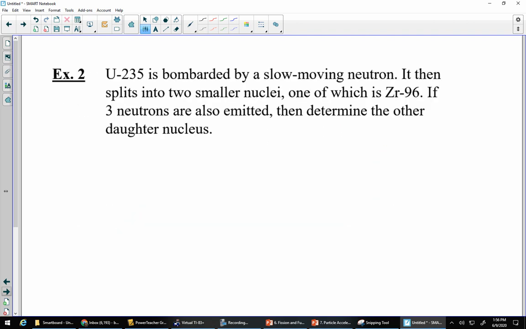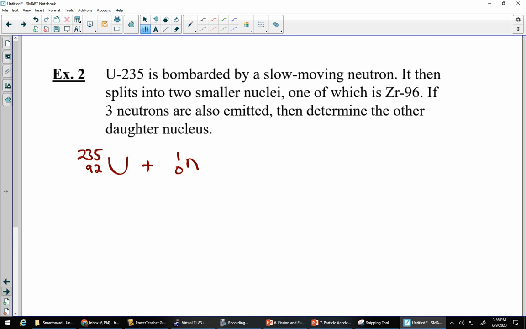Okay, chain reaction. Let's check this out. Uranium-235 is bombarded with a slow-moving neutron. That's what we just talked about, and I now remember that uranium-235 has an atomic number of 92, plus a neutron. A neutron is 1 nucleon with no charge. It then splits into 2 smaller nuclei. One is Zr. Now I've got to check: is Zr zirconium, or is it zircon? I always get those mixed up. It is number 40, zirconium.